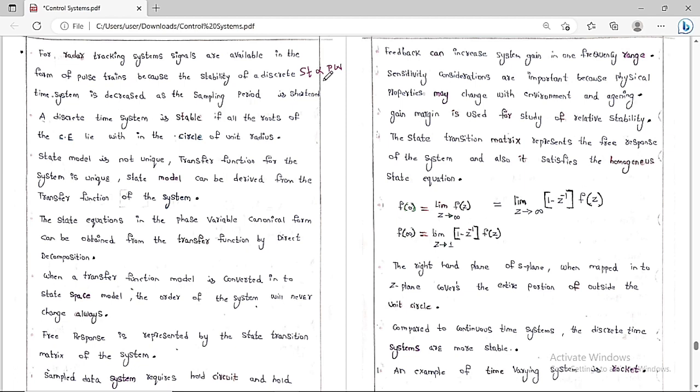So stability is always directly proportional to pulse width. As the pulse width decreases, the stability also decreases.